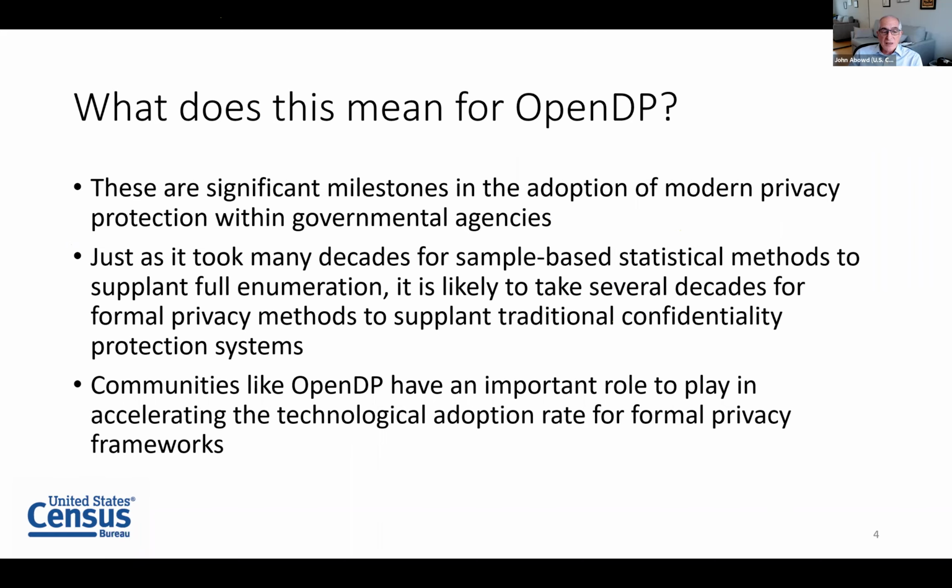But just as it took many decades for sample-based statistical methods to fully supplant enumeration as the basic technique of government agencies and their statistical policies, it's likely to take several decades for formal privacy methods to supplant traditional confidentiality protection systems. That's not a prediction. That's a forecast based on historical data. It has the usual increases like the square of the distance from the forecasting point as you go forward. But acknowledging it as a forecast, I still think it's a reasonable statement.